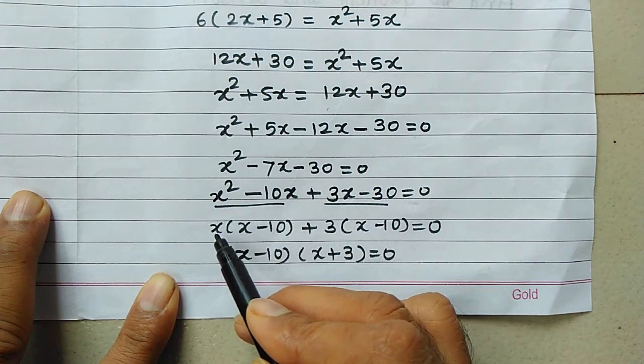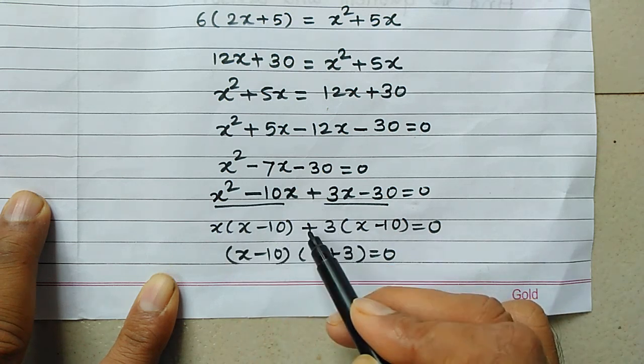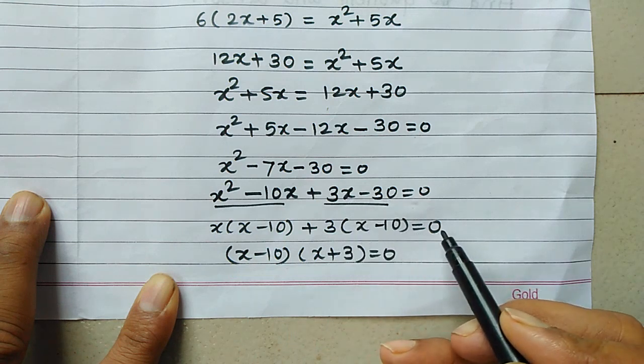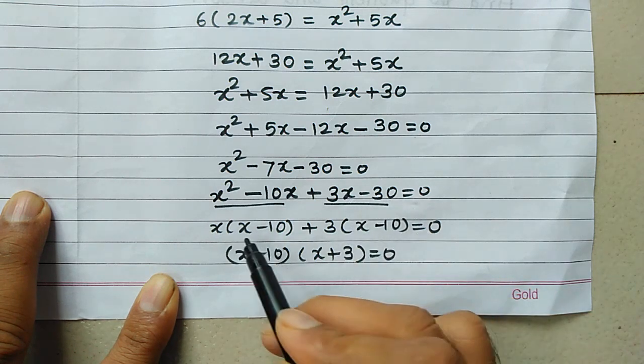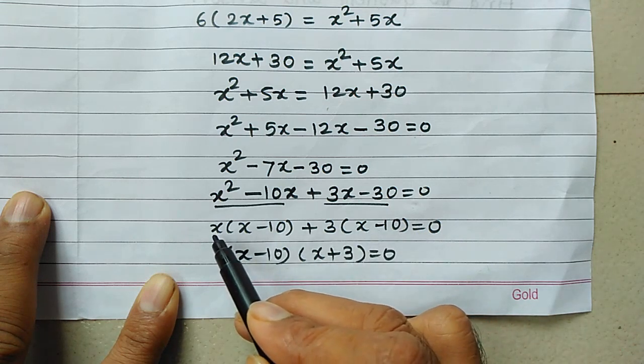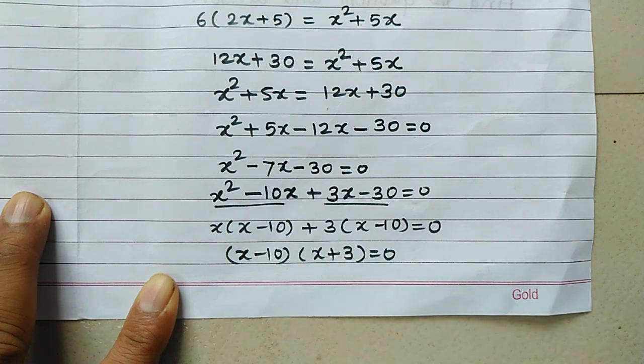From the first two, x as the common. Uncommon things write down in the bracket. Plus 3 as the common. Write down uncommon things in the bracket is equal to 0. In between these two, x minus 10, this bracket is common. Write down uncommon things, means x plus 3, in the another bracket is equal to 0.